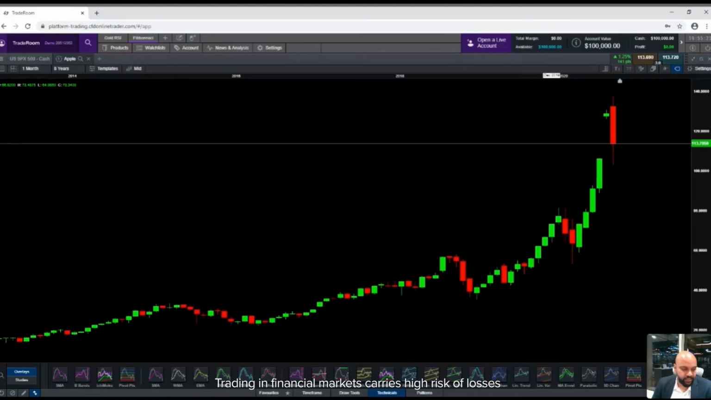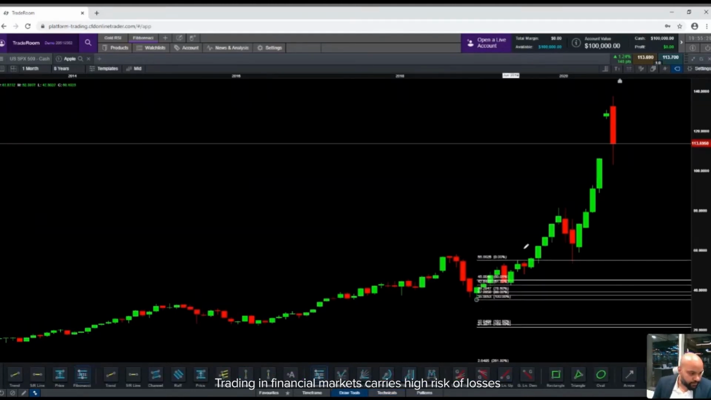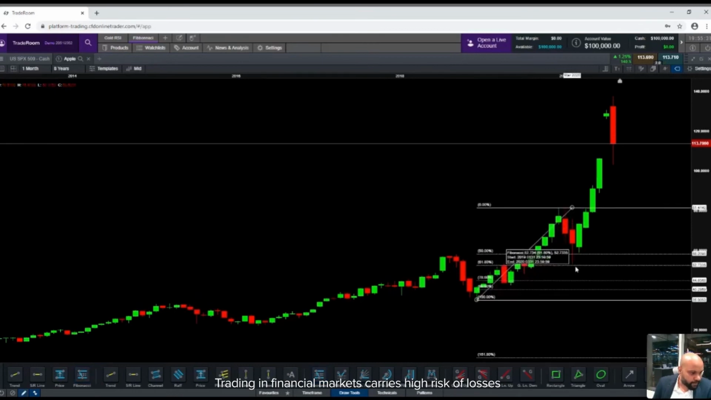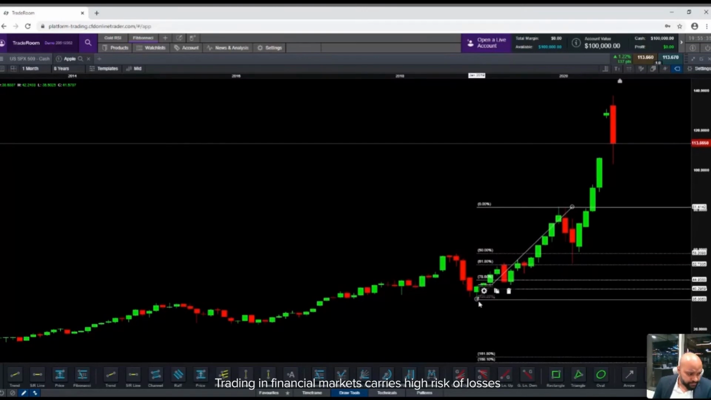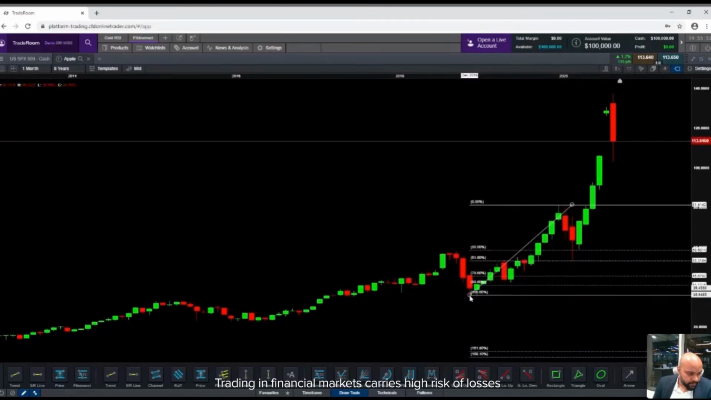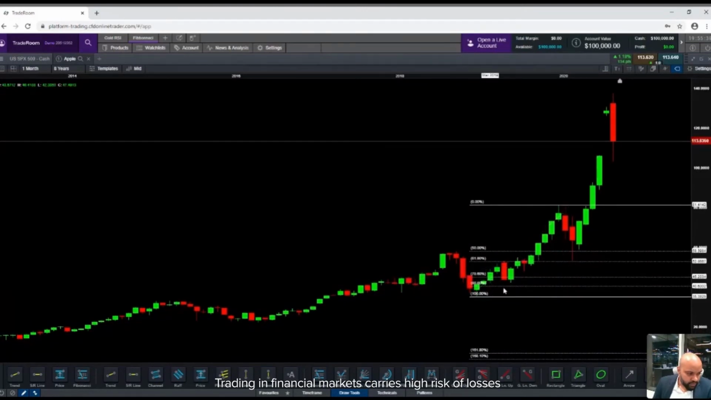Let me give you an example. Let's say I bought Apple at 61.8, and after I bought it... Now, in this case, Apple went up easily about $10 to $15, right?